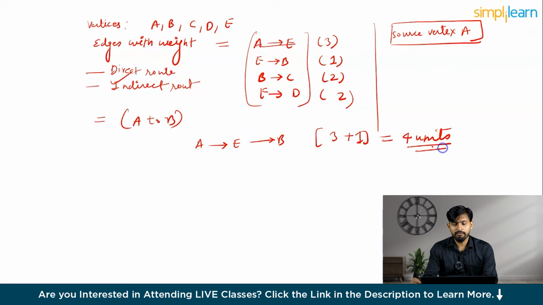So in a similar way, you have to calculate and find out which is the shortest path for each one of them. Let's try to code this in Python. Then you will have a fair idea of how we can solve this problem using Dijkstra algorithm. And we are going to use the priority queue.